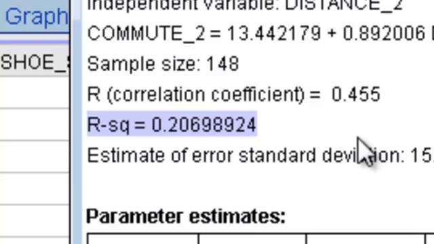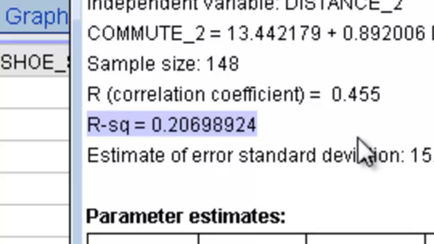And we can also take this to mean that about 79.3% of the variation in commute time is explained by other factors. What are those other factors? They could be things like, does the student drive to school or ride the bus? Does the student drive primarily on city streets or take the interstate, etc.?